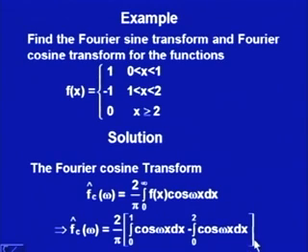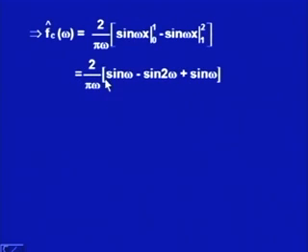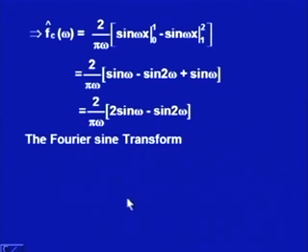Now, evaluate these integrals. 2 upon pi omega, because the integral of cos omega x is sin omega x upon omega, evaluated 0 to 1, minus sin omega x evaluated 1 to 2, where omega we have taken outside. We get sin omega, sin 0 is 0, minus sin 2 omega plus sin omega. So it is 2 upon pi omega times 2 sin omega minus sin 2 omega. This is my Fourier cosine transform.